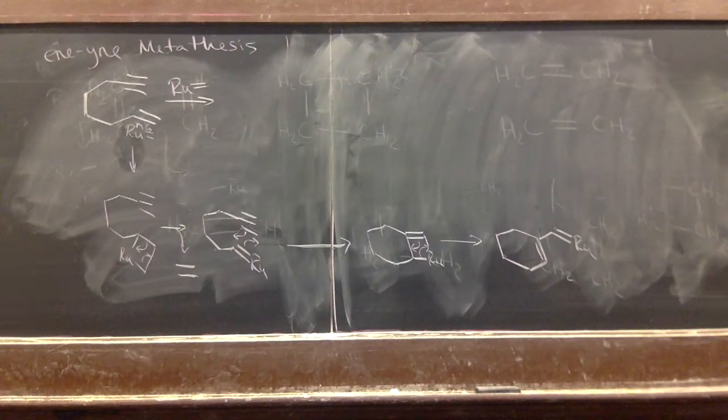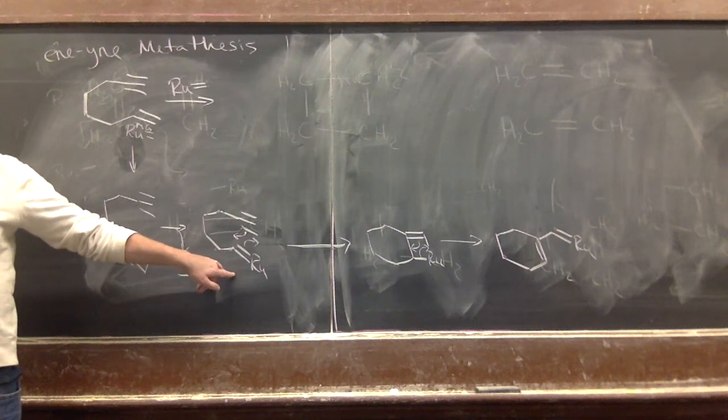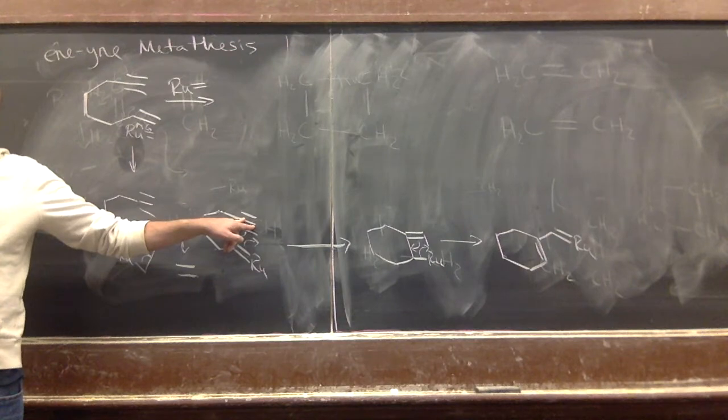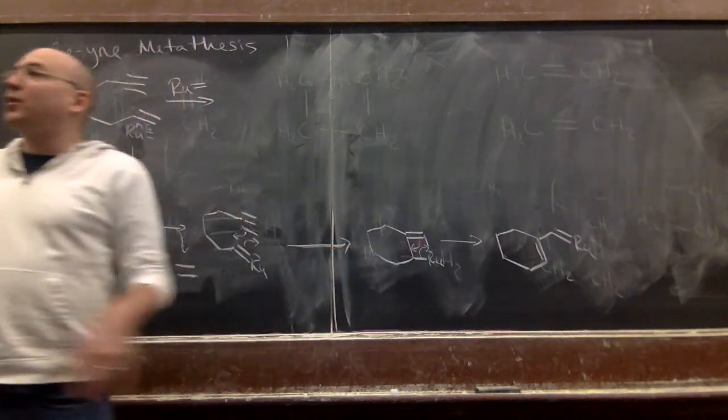See that? Just pay attention to the electrons, pay attention to your carbons. You should be able to see this, right? Instead of it being a metallocyclobutane, this triple bond, instead of usually going from a double bond to a single bond, is now going to a double bond. Triple bond is going to a double bond.